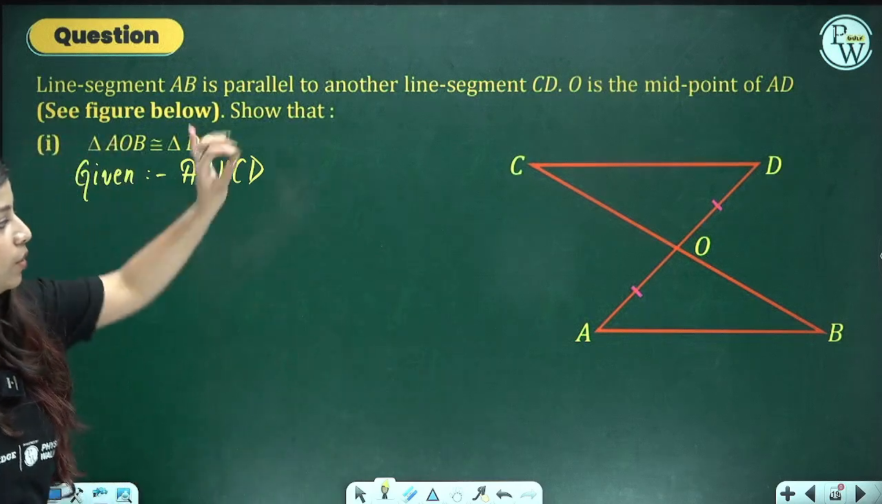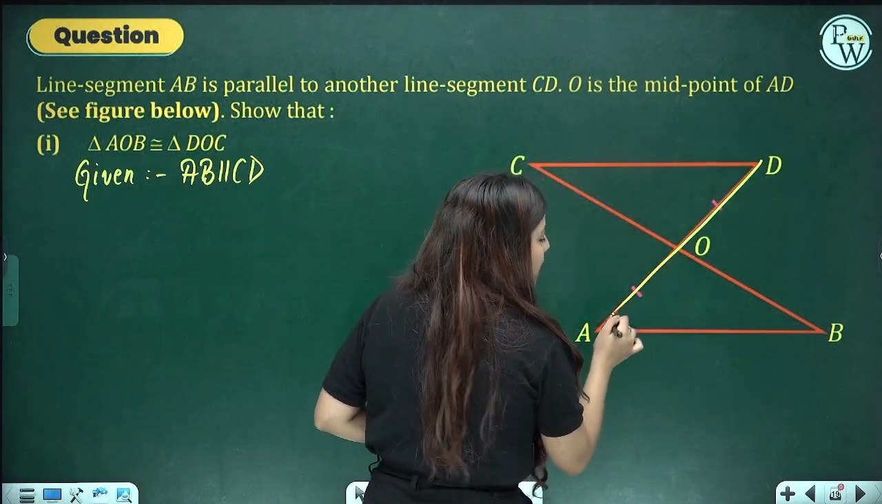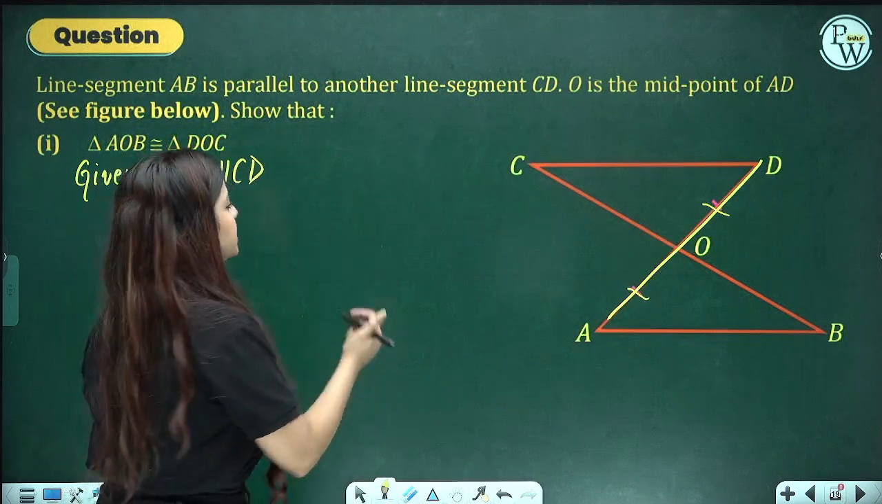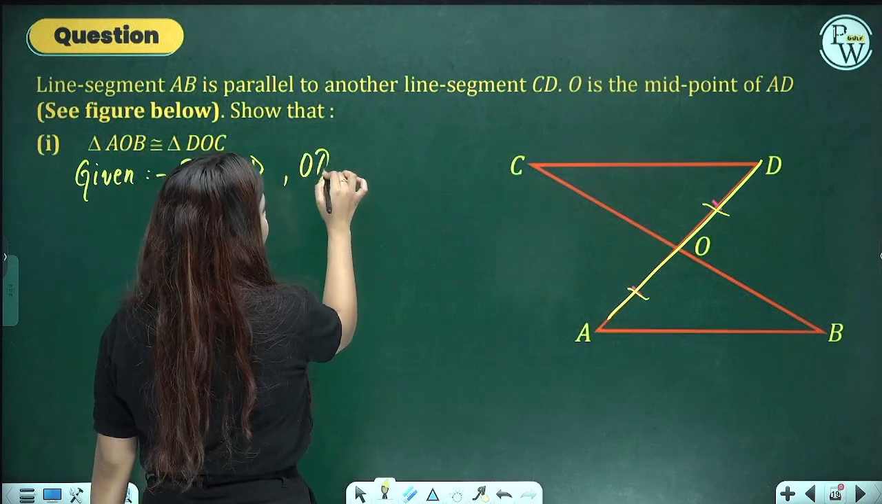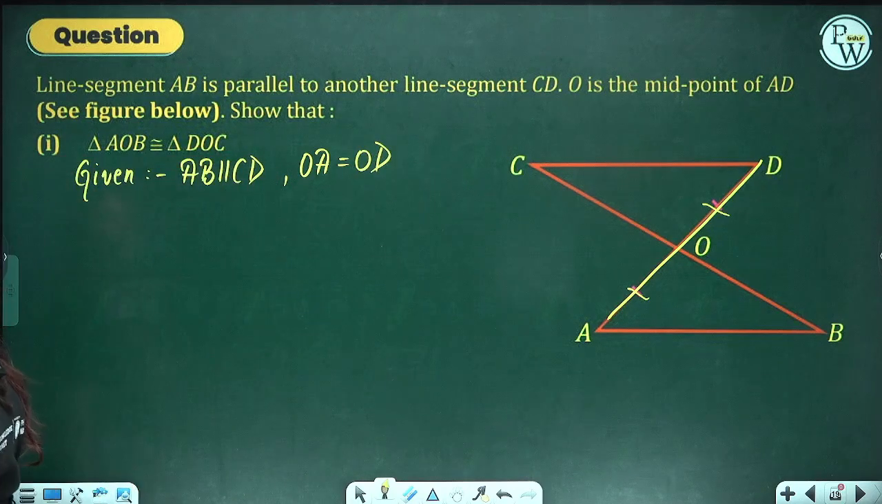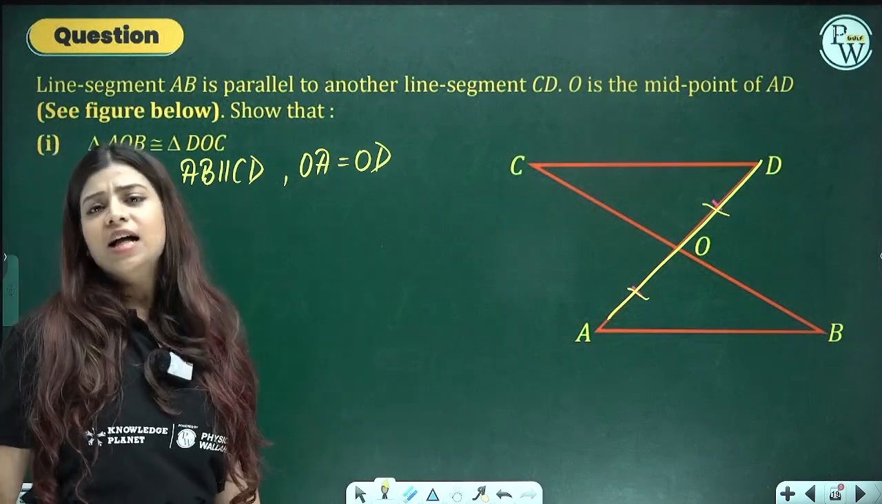What is given to you? That O is the midpoint of AD. That means this AD is divided into two equal parts by this O. So we can say that OA is equal to OD. Why can we say that? Because O is the midpoint. Now we have to show that triangle AOB is congruent to triangle DOC.